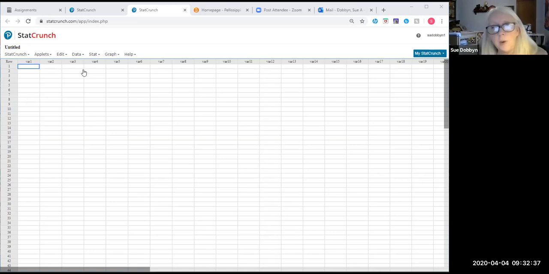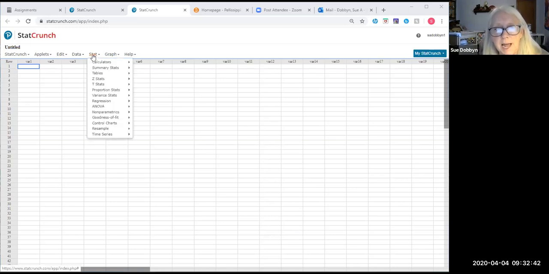All right. So we have this information. This is a means problem. So we're going to go to stat, and then we're going to go down to T-stats. As I said last time we met, whenever you're doing a means problem, you're using T-stats. Then you're going to go over to one sample and then all the way over to with summary. Click it.